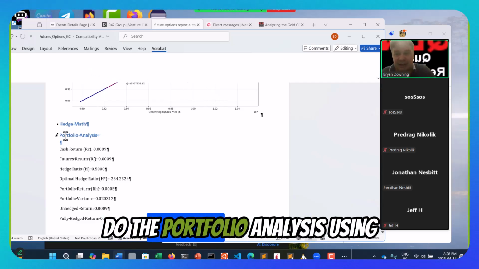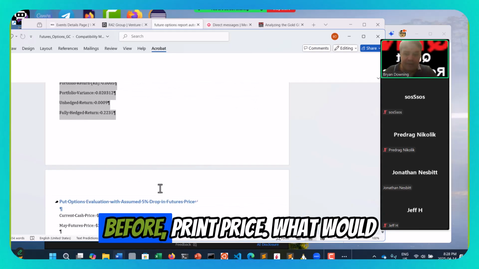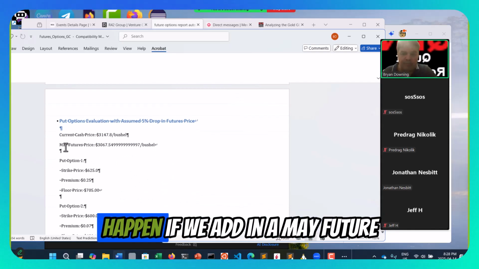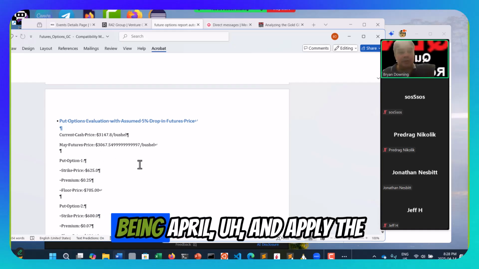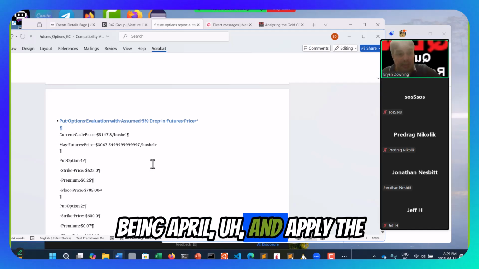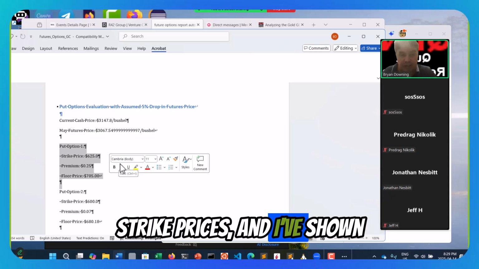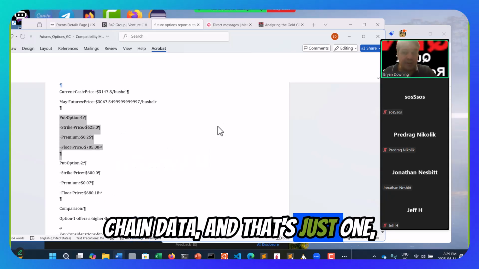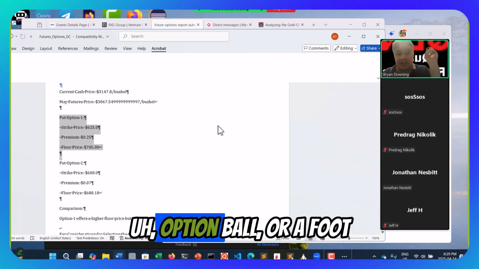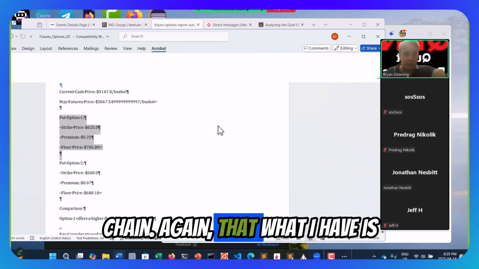So again, we can do the portfolio analysis using our hedge math, as I've shown before. Current price, what would happen if we add in a May future contract or a June contract, being April, and apply the different options, different strike prices. And I've shown you the simulated options chain data, and that's just one option, a call or a put option, with all the different scenarios on that option chain.